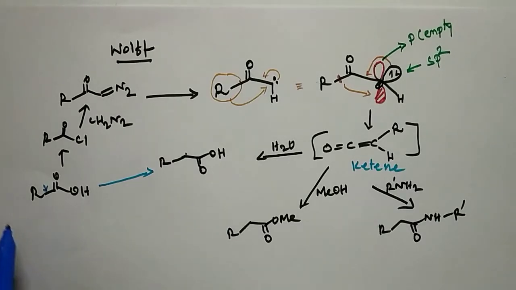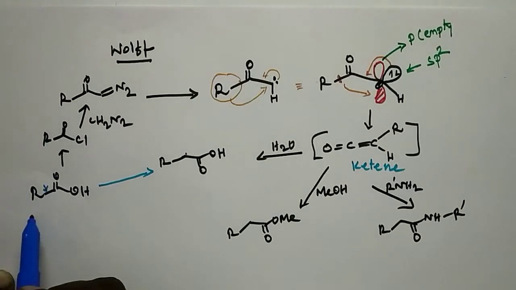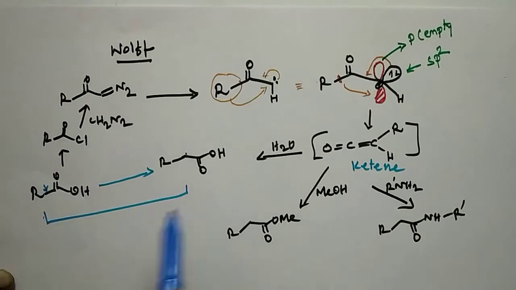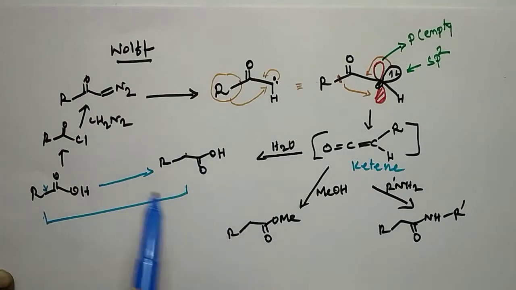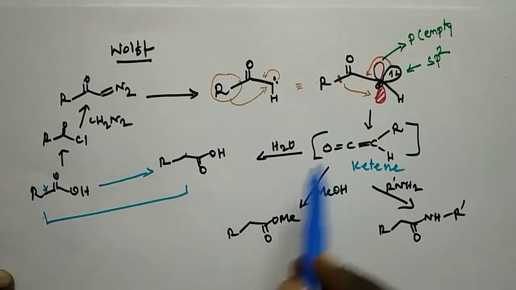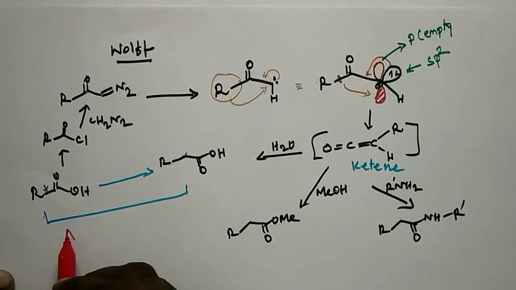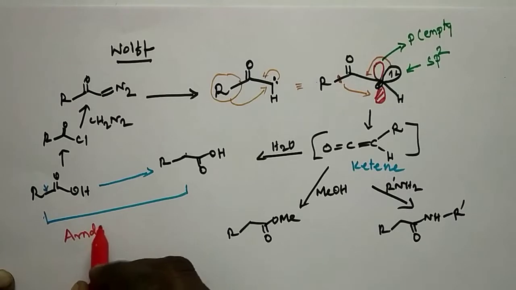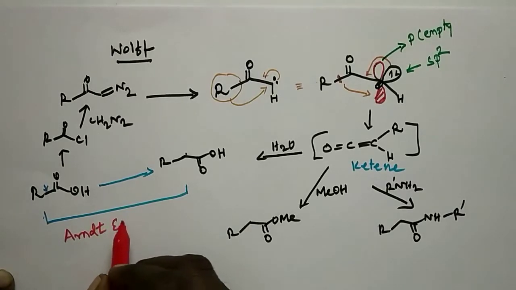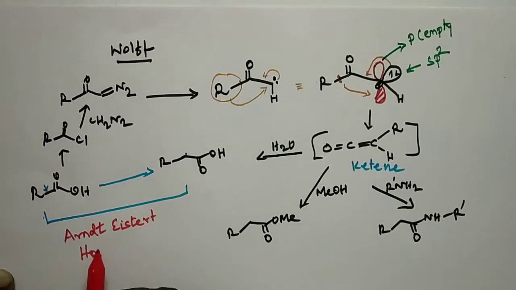Homologation. So this entire sequence, starting from this acid to this acid, including diazoketone, Wolff rearrangement, ketene, hydrolysis, everything, that process is called Arndt-Eistert homologation, and also ester homologation.